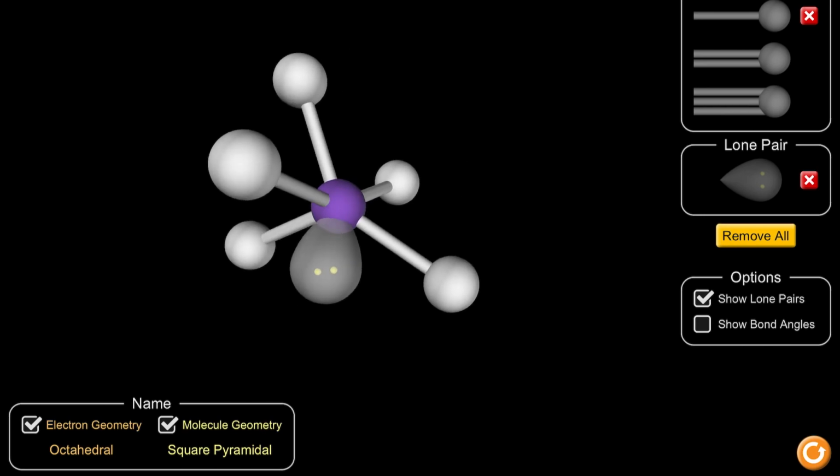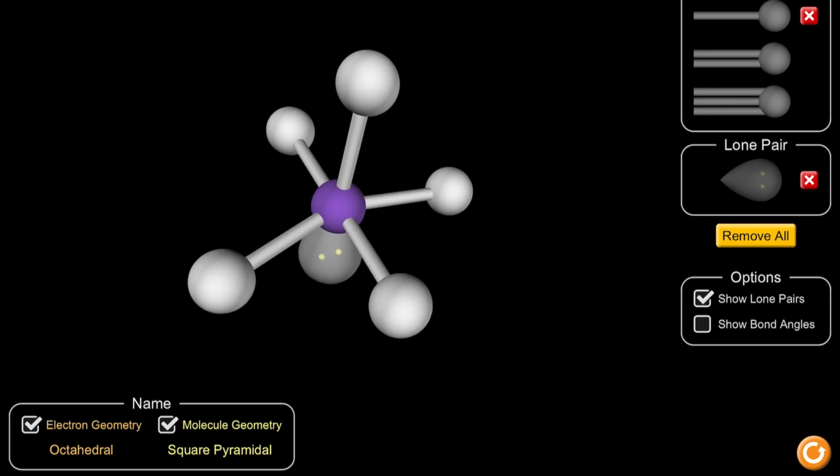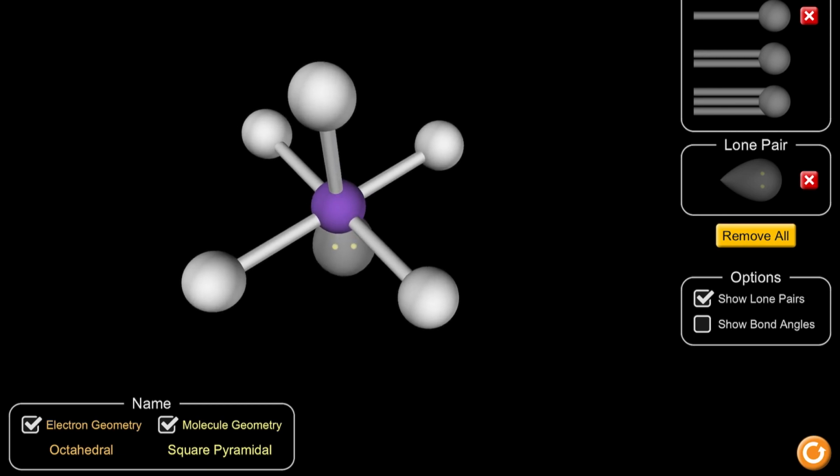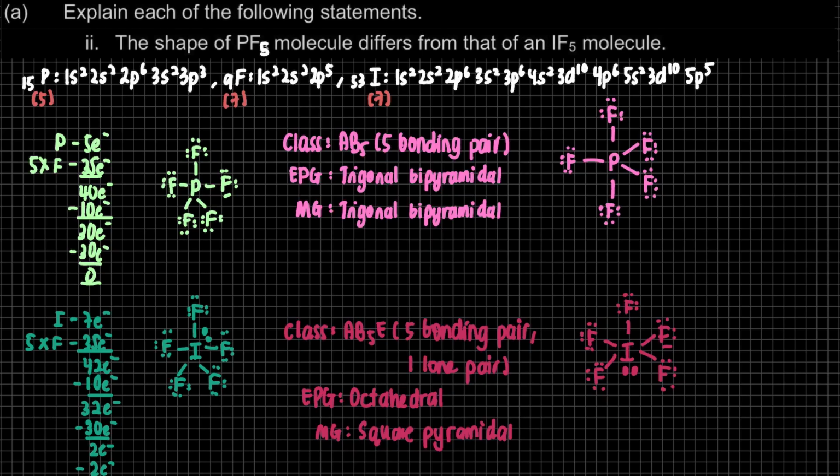Okay, so how can I see it is square pyramidal? Actually, as we can see the X there, that is your square. Then I rotate the molecule towards us to show that it will form a pyramid actually. Okay, so that is the shape for IF5. The electron geometry and the molecular geometry will be different since there is a lone pair. So that's for question 2.